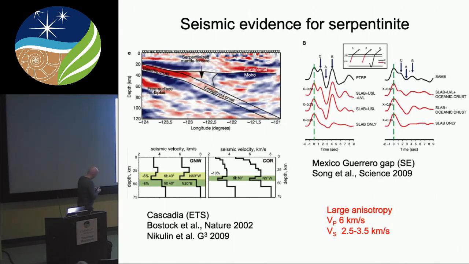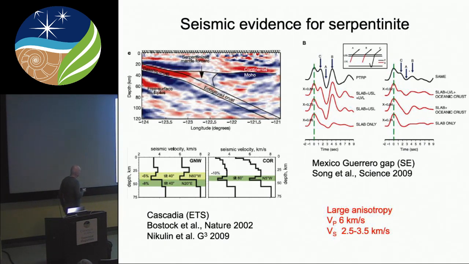So what kind of evidence do we have of the presence of these minerals in subduction zones? We know they exist in what we think are uplifted subduction zones in mountain belts. But do we have evidence for that in active subduction zones? This comes from seismological studies.